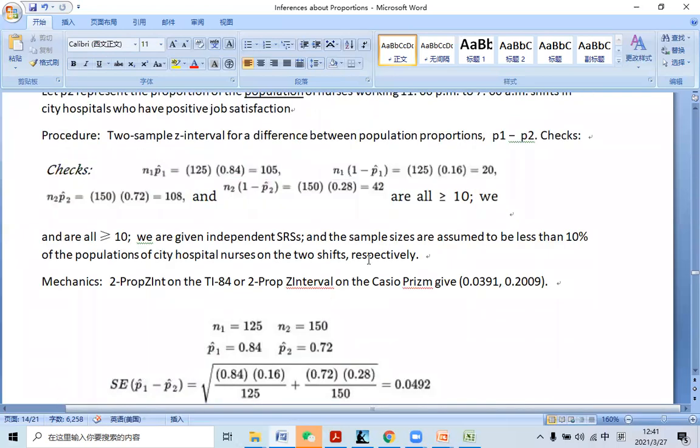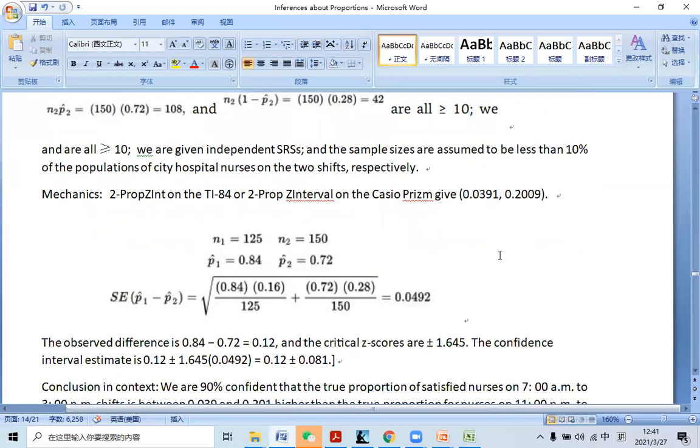And then the next step is that you get the confidence interval. What do you have in the confidence interval? You have the confidence level. We know that. We want the confidence level to be 90% confident. And then you need the estimate of a difference between the two proportions.